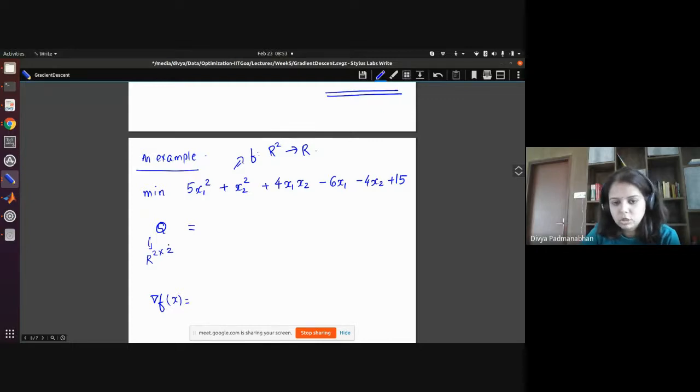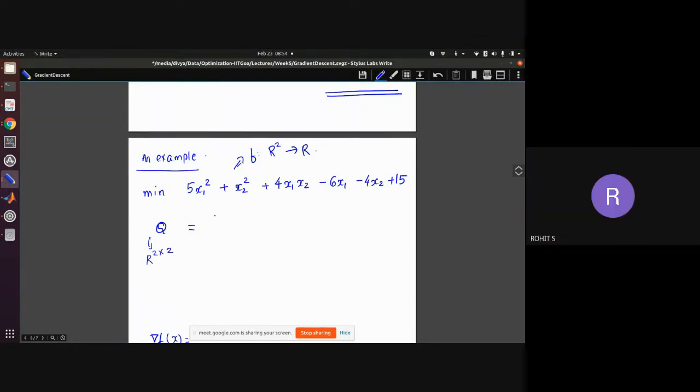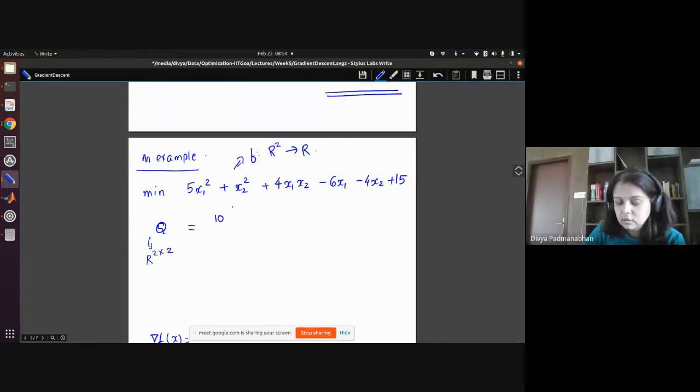Any guesses what Q would be? Okay, let me explain this a little bit if things are unclear. When you write something like this, you have 10 here. This is going to be a matrix. I will anyway explain it once we have written it down. So 10 then.